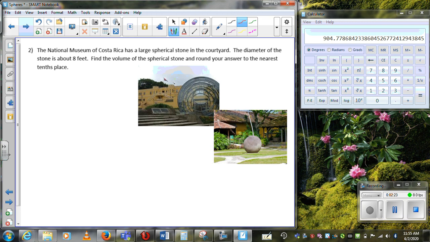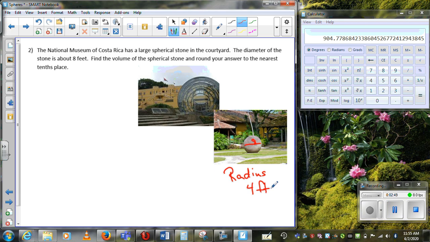And this is actually true. The National Museum of Costa Rica has a large spherical stone in the courtyard. The diameter of the stone is about 8 feet. So that's diameter. You got to keep that in mind. So diameter here means it goes all the way across. So going all the way across is 8 feet. That means what is our radius? If the diameter is 8, the radius must be 4 feet.